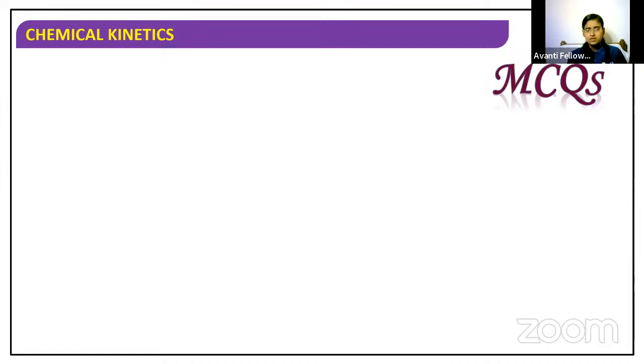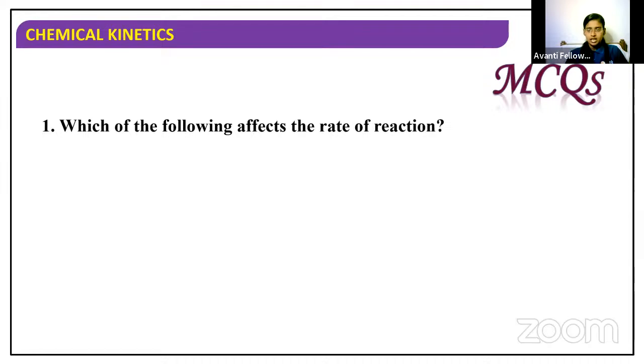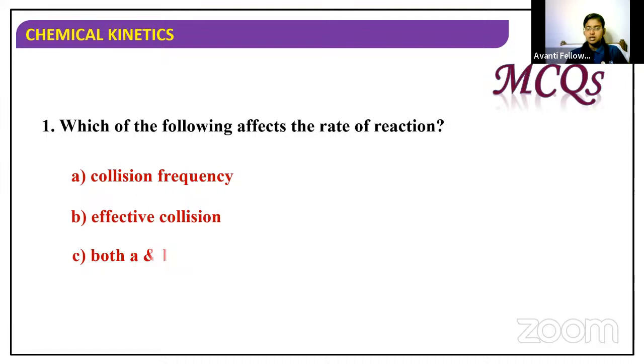So with this, the lesson is getting over. We'll try to solve some MCQs. We'll do one or two MCQs from this topic and then we will wrap up today's session. The first question is, which of the following affects the rate of the reaction? Collision frequency, effective collision, both A and B, none of these.